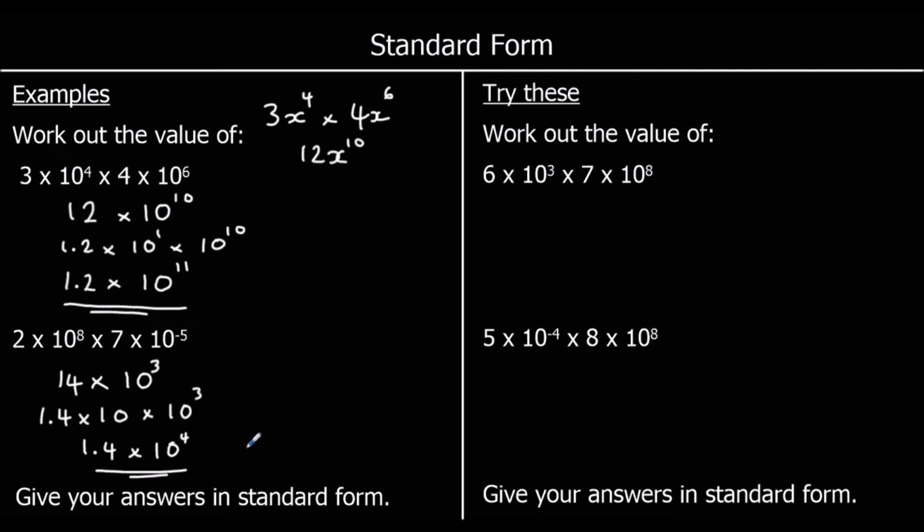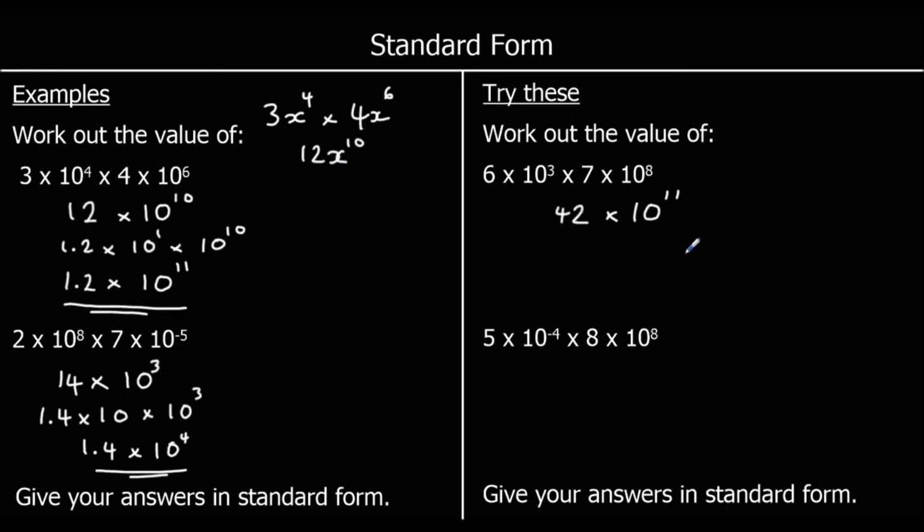Okay, so we're going to multiply the numbers together. So multiply the 6 and the 7. 6 times 7 is 42. And we'll multiply the 10s together. 10 to the power of 3 times 10 to the power of 8 is 10 to the power of 3 plus 8, which is 11.